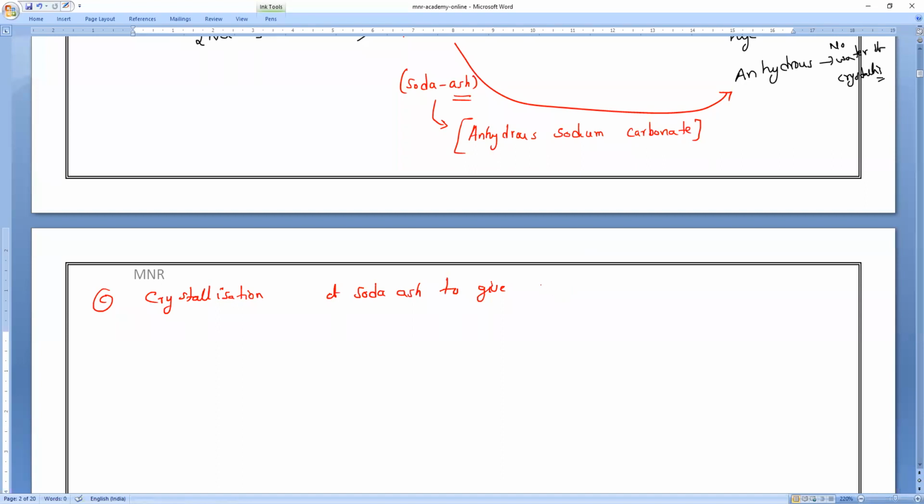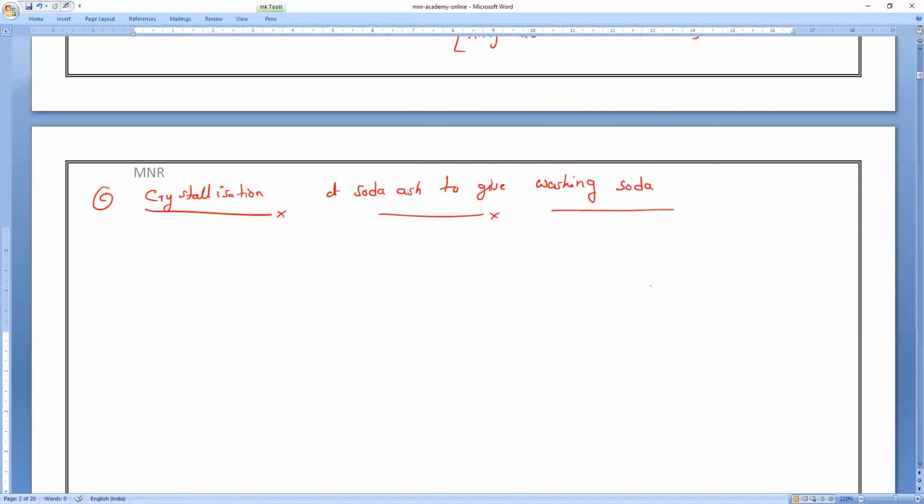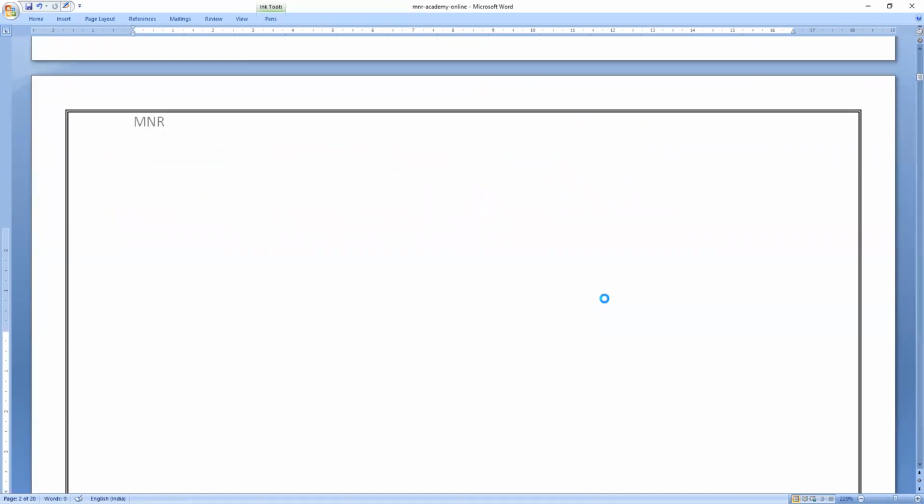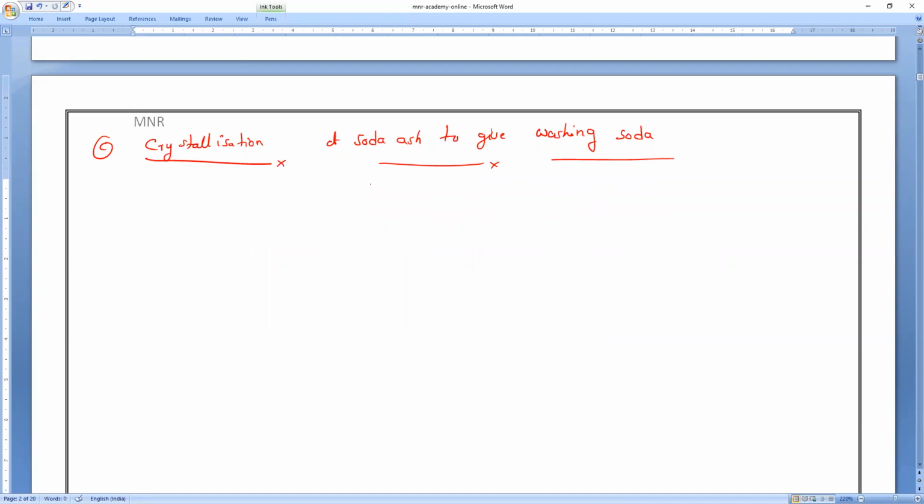Washing soda. Understanding? If I add water of crystallization to this, then sodium carbonate is dissolved in water and recrystallized to get hydrated sodium carbonate, which contains 10 molecules of water of crystallization. That is what you have to remember.